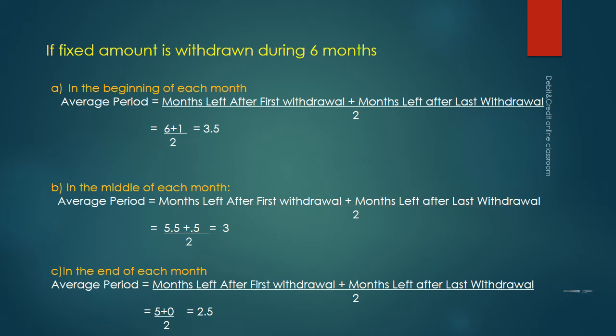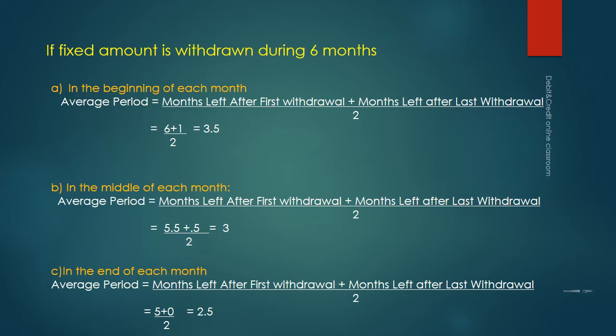So average period is equal to months left after first withdrawal plus months left after last withdrawal divided by 2. So we are withdrawing in the beginning of the month, then months left after the first withdrawal will be 6 and last withdrawal will be 1. So average period will be 6 plus 1 divided by 2, that is 3.5.